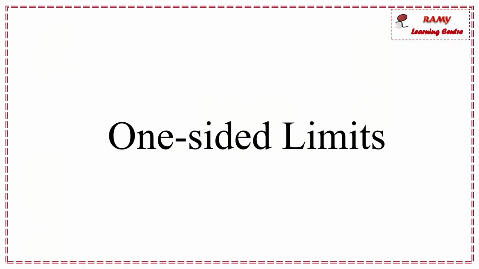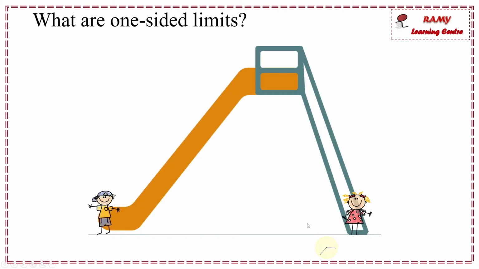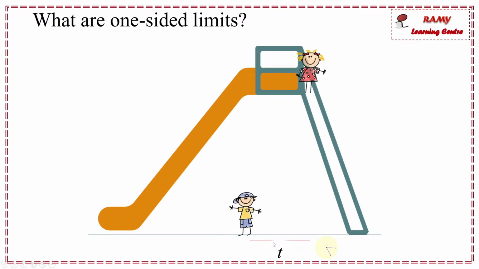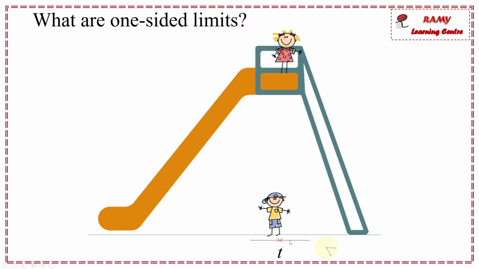In this video, we are going to learn about one-sided limits. Here we see a sliding board and two children standing on either side of the sliding board. Now, as time approaches a point T from either side, we find that this boy has taken a different path from the left and has reached a different point. And the girl has taken a different path up the sliding board and has reached a different point. I think you would have guessed by now what one-sided limits are. Let us learn about one-sided limits in detail.